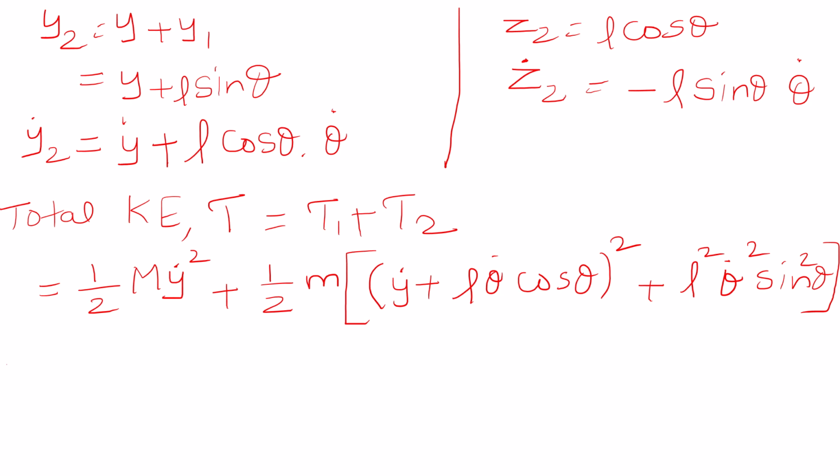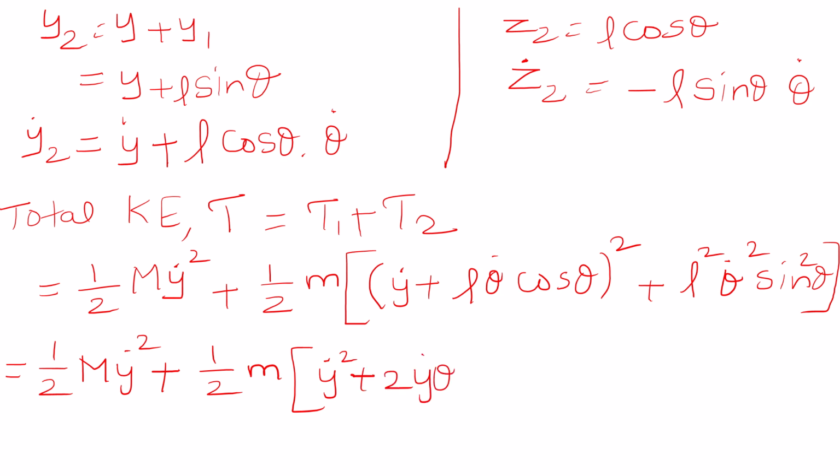You can expand and solve this. You'll get half M y dot square plus half m into y dot square plus 2 y dot theta dot L cos theta plus L squared theta dot squared cos square theta, plus L squared theta dot squared sin square theta. We take L squared theta dot squared common, so cos square theta plus sin square theta becomes 1. So the total kinetic energy is half M y dot square plus half m into y dot square plus 2 y dot theta dot L cos theta plus L squared theta dot square.